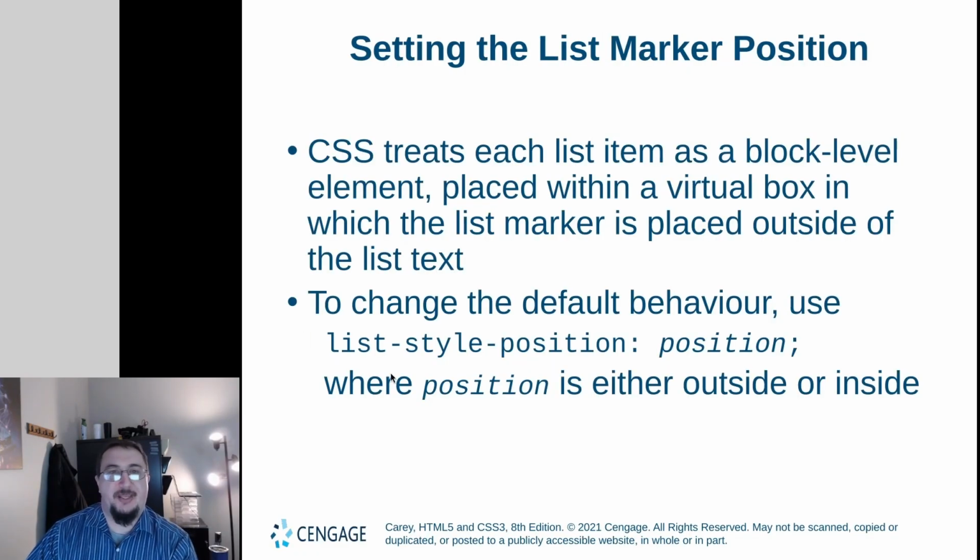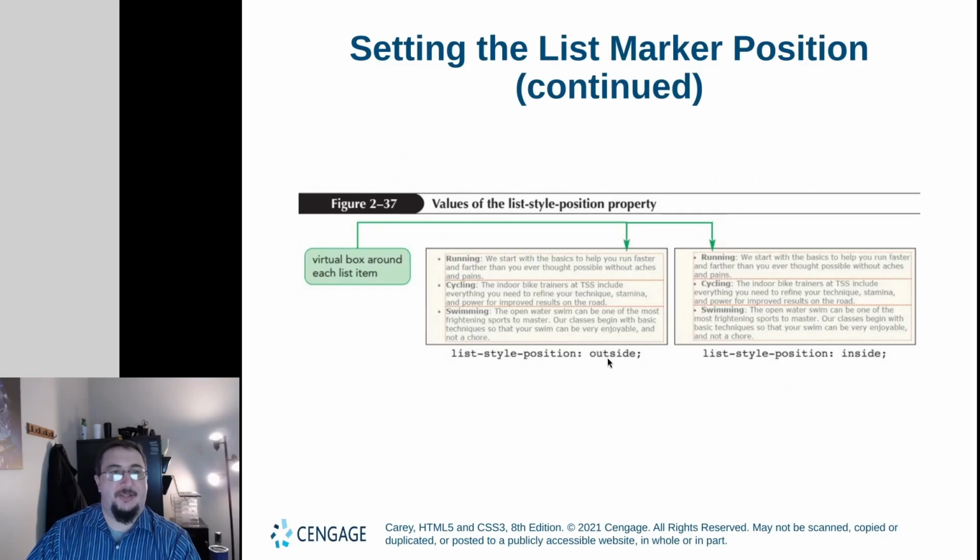CSS treats each list with a block level element, with each virtual box list marker placed outside of the list text. You can change the default behavior using the list-style position and set that position to be either inside or outside. So for example, here we have list-style position. That's basically asking where are the bullet points, where are the bullets or the numbers going. You see here they are set to the outside, meaning that they are separate from the list. Here we have them set to inside, meaning that the bullet point starts on the first line of that bullet, and as far as it's concerned is fully embedded.